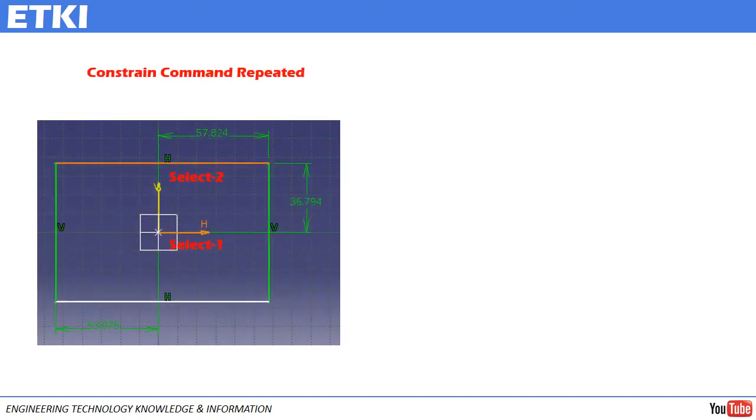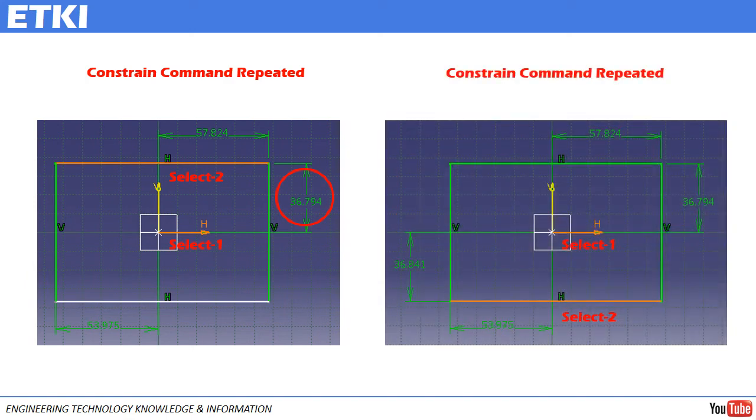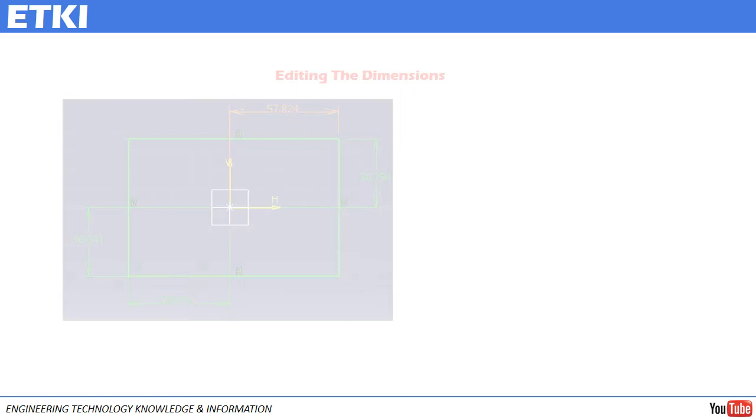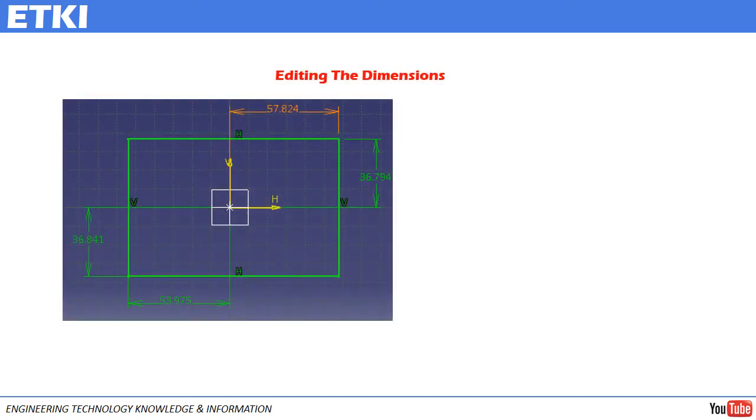We are going to repeat the constraint command again to give the remaining dimensions. Select the horizontal axis and select horizontal line of the rectangle. This will create the dimension as shown in the figure. Now repeat the constraint again and select the horizontal axis and select the another horizontal line of the rectangle to create another dimension. If you look at the dimensions, those are random dimensions.